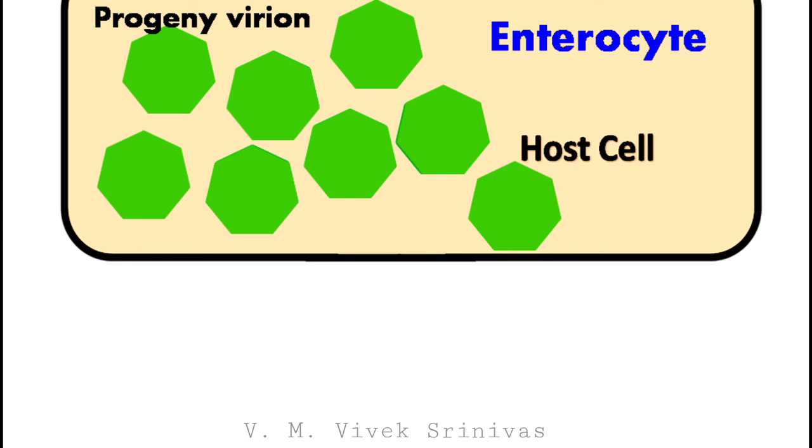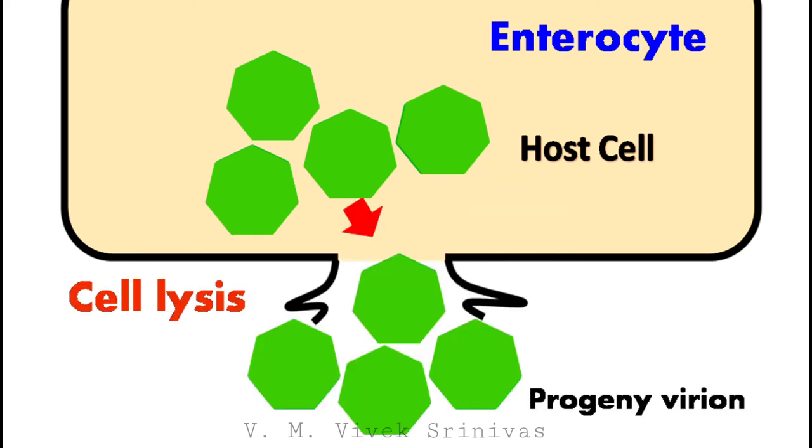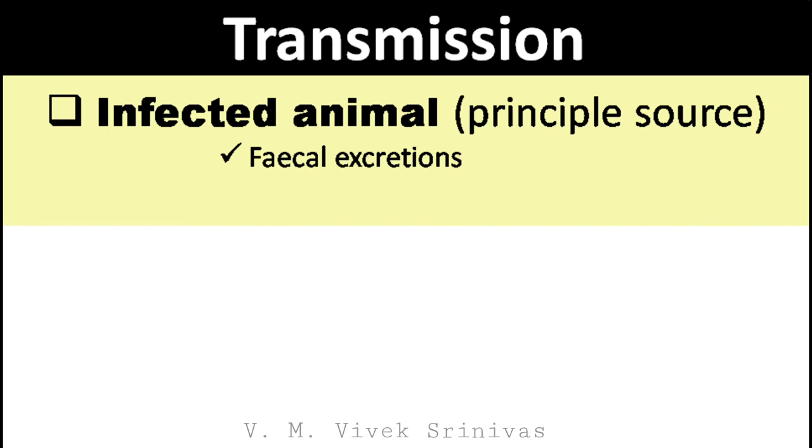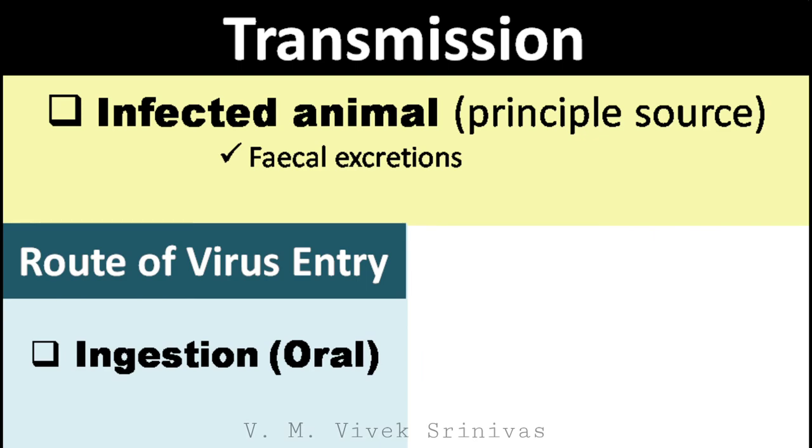Following assembly, the virion is released from the host cell by cell lysis. In the process of cell lysis, the intestinal villi in the small intestine are highly damaged. Transmission: the fecal excretions from the infected animal act as the principal source of this virus. This virus enters the host through ingestion, that is, through the oral route of viral entry.